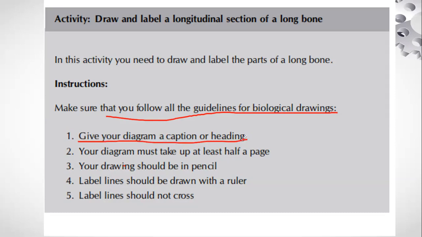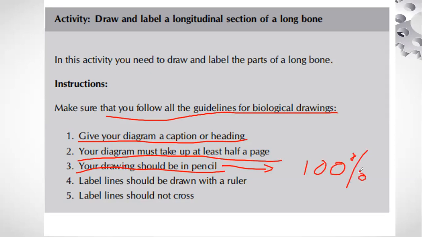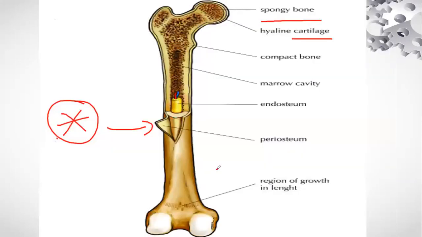Give your diagram a caption or heading. Your diagram must take up at least half a page. You should draw in pencil. It doesn't have to be 100% correct like the ones that you see in the picture or in your book, but as close as possible so that you can differentiate between one bone and another bone. Very important, labels should not cross. We should draw with a ruler. As you can see, these labels do not cross.